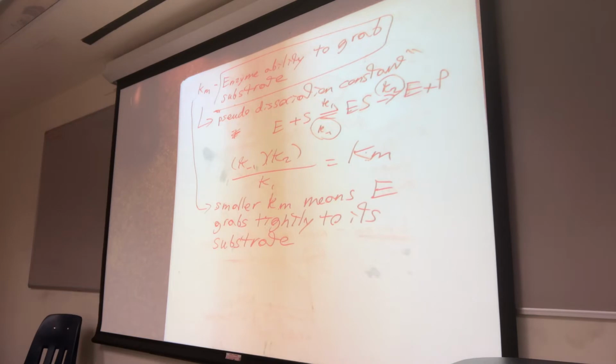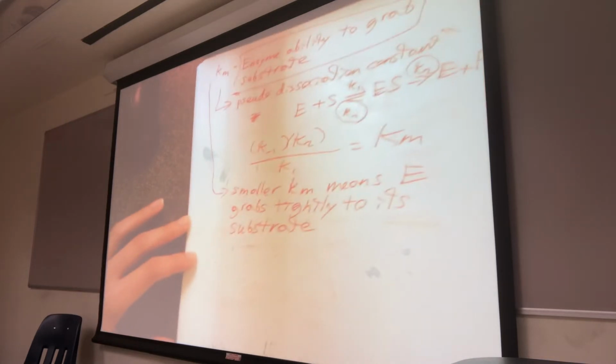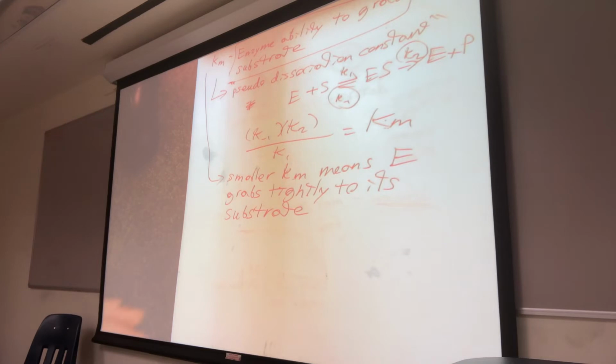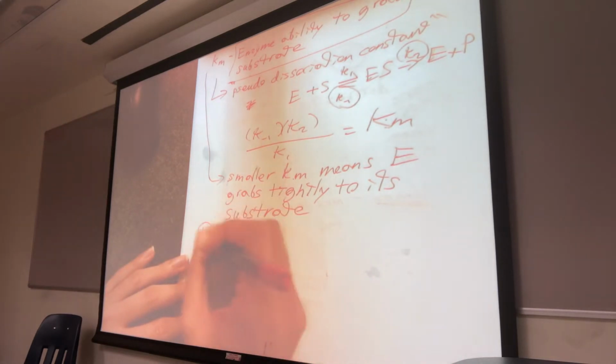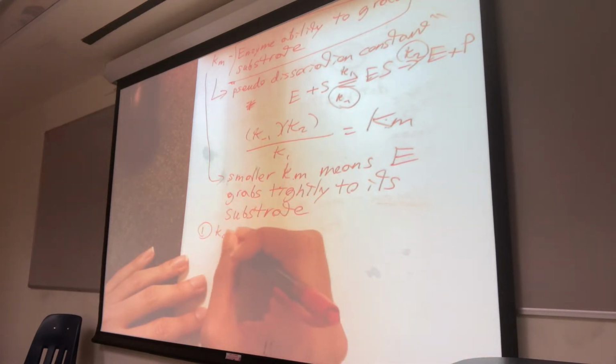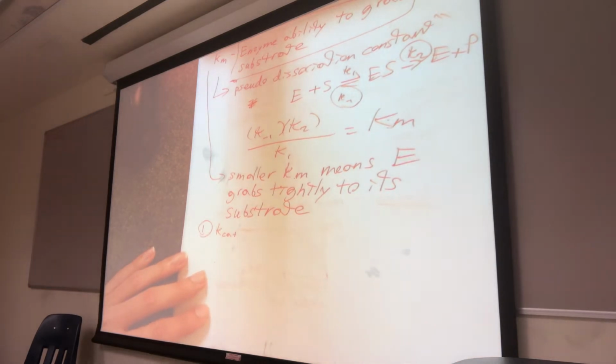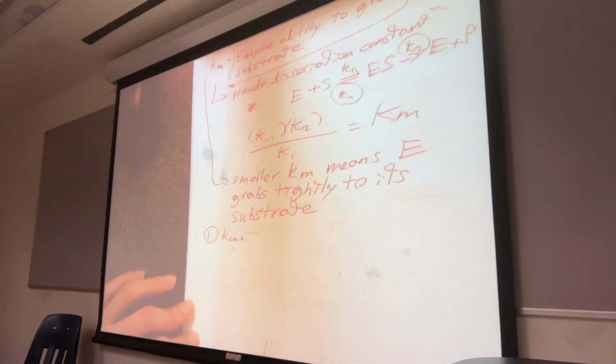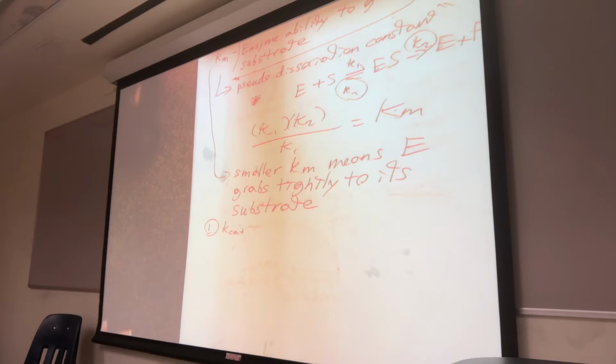Okay, so we talked about Vmax, we talked about Km. Those are the two main important variables to talk about when we're talking about enzyme kinetics. There are a few bonus ones, though, one of which is something called Kcat. Kcat is a number that describes basically the maximum rate that one copy of an enzyme can catalyze a reaction.